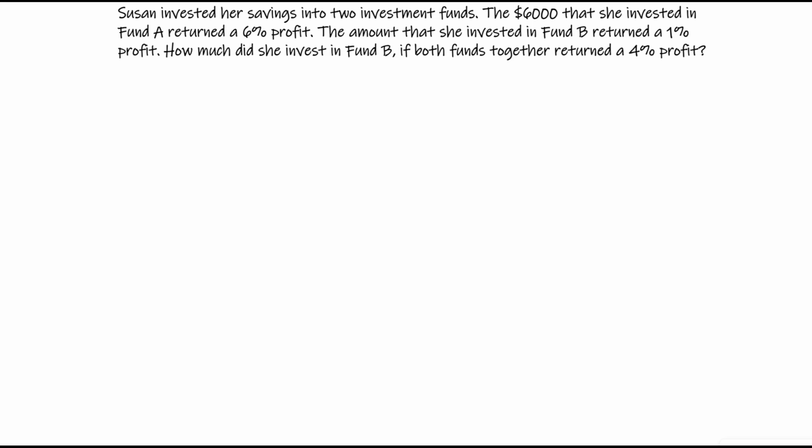Let's work a percent mixture problem. Okay, so our problem states that Susan invested her savings into two investment funds. The $6,000 that she invested in Fund A returned a 6% profit. The amount she invested in Fund B returned a 1% profit. How much did she invest in Fund B?